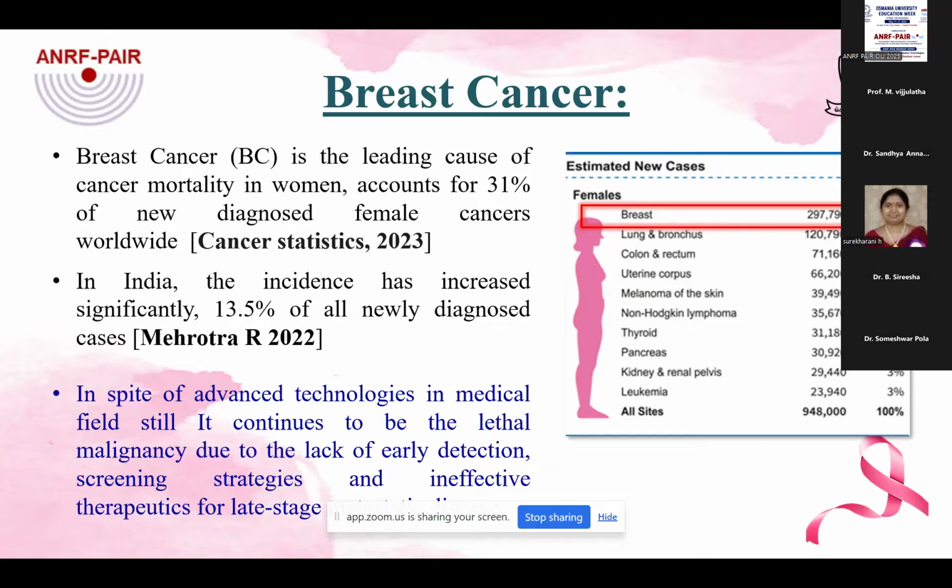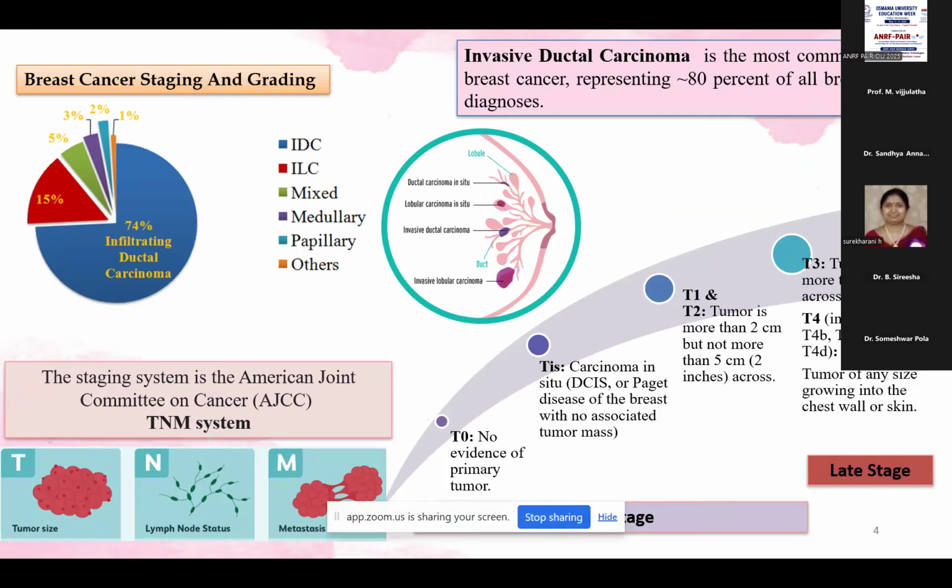So, in spite of these advanced technologies in the medical field, it still continues to be a lethal malignancy due to the lack of early detection, screening strategies, and ineffective therapeutics for late-stage metastasis. Breast cancer is staged using the TNM system, that is the tumor size, lymph node status, and metastasis. And invasive ductal carcinoma is the most common type of breast cancer, representing 80% of all breast cancer diagnoses. And the patients are staged either as early stage or late stage.